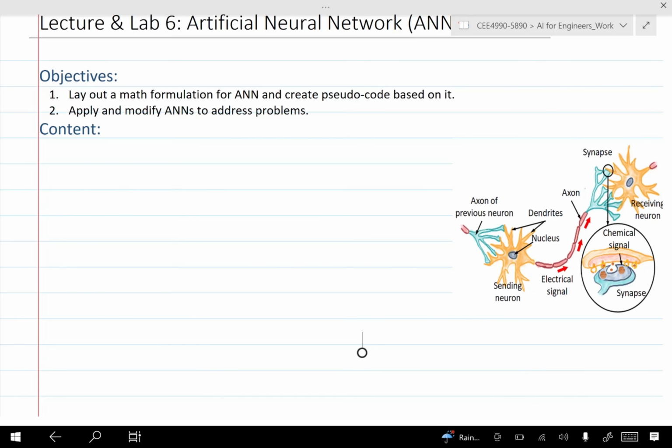What we're going to do is that we will try to understand it, and then we will focus on the application of ANN in the lab. You will need to play with different model parameters, the coefficients, and see how to optimize, how to get better results. So that's the first one, lay out a math formulation and create a pseudocode based on it. Second, you will need to be able to apply and modify ANNs to address problems, and we will look into that in the lab.